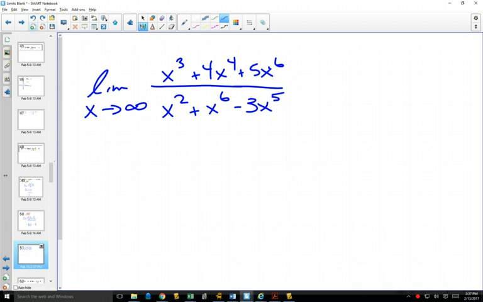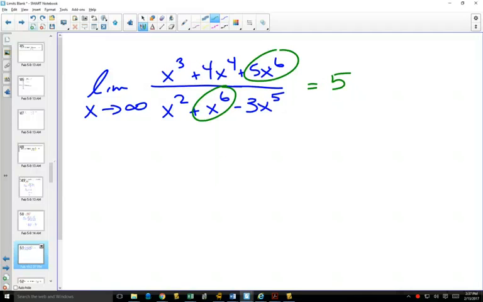What's your limit going to be? 5. What's the highest power? X to the 6th. So if you look just at those ones, ignore everything else and simplify it, it's going to be 5.